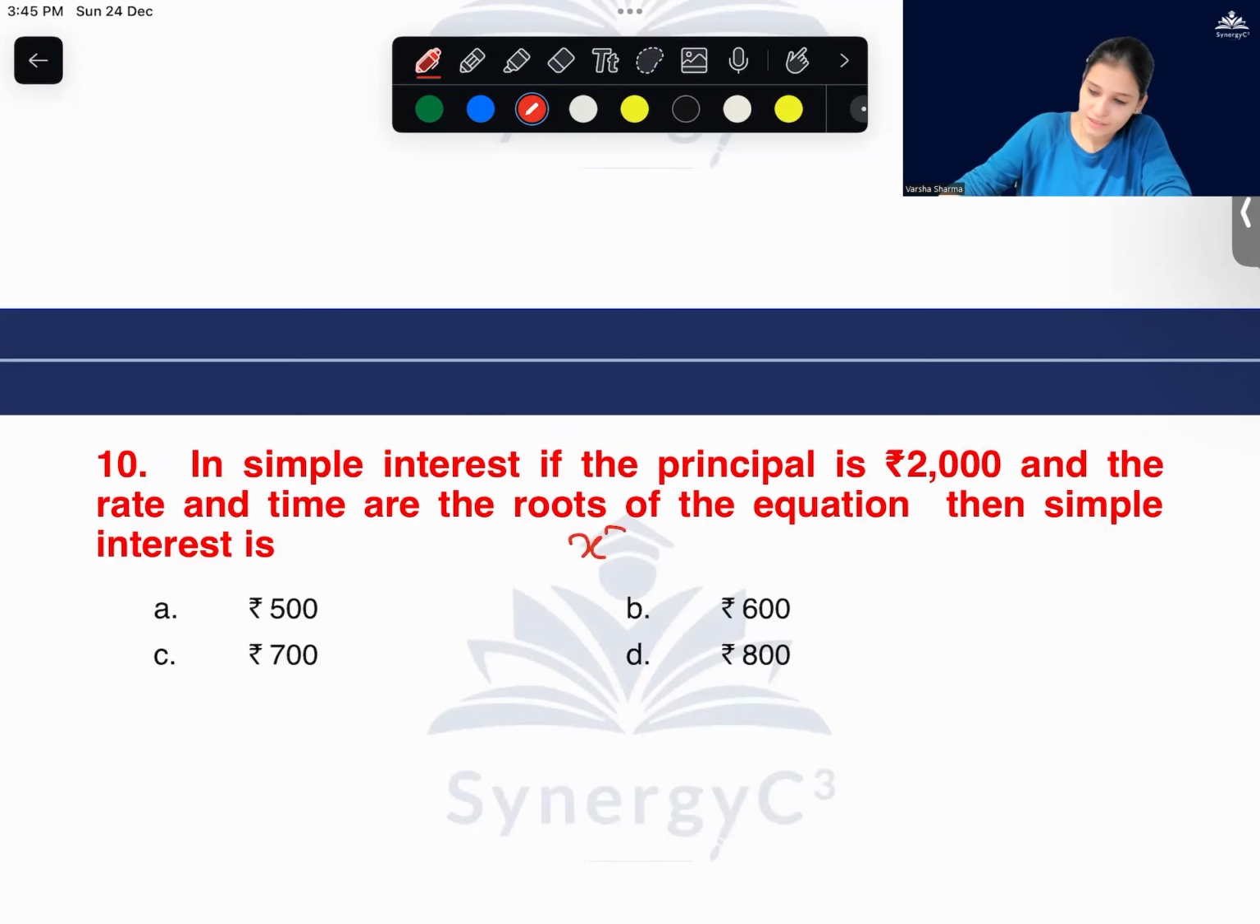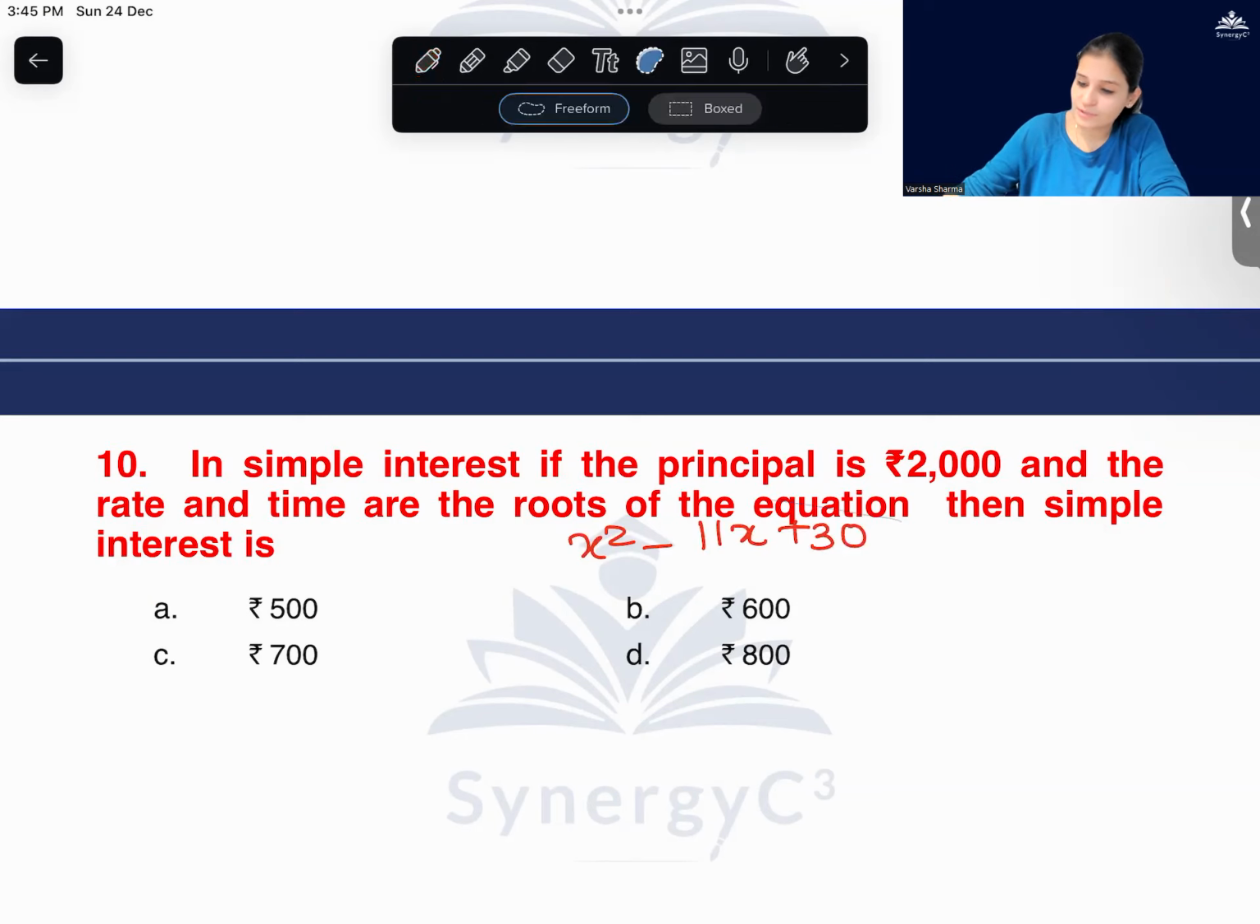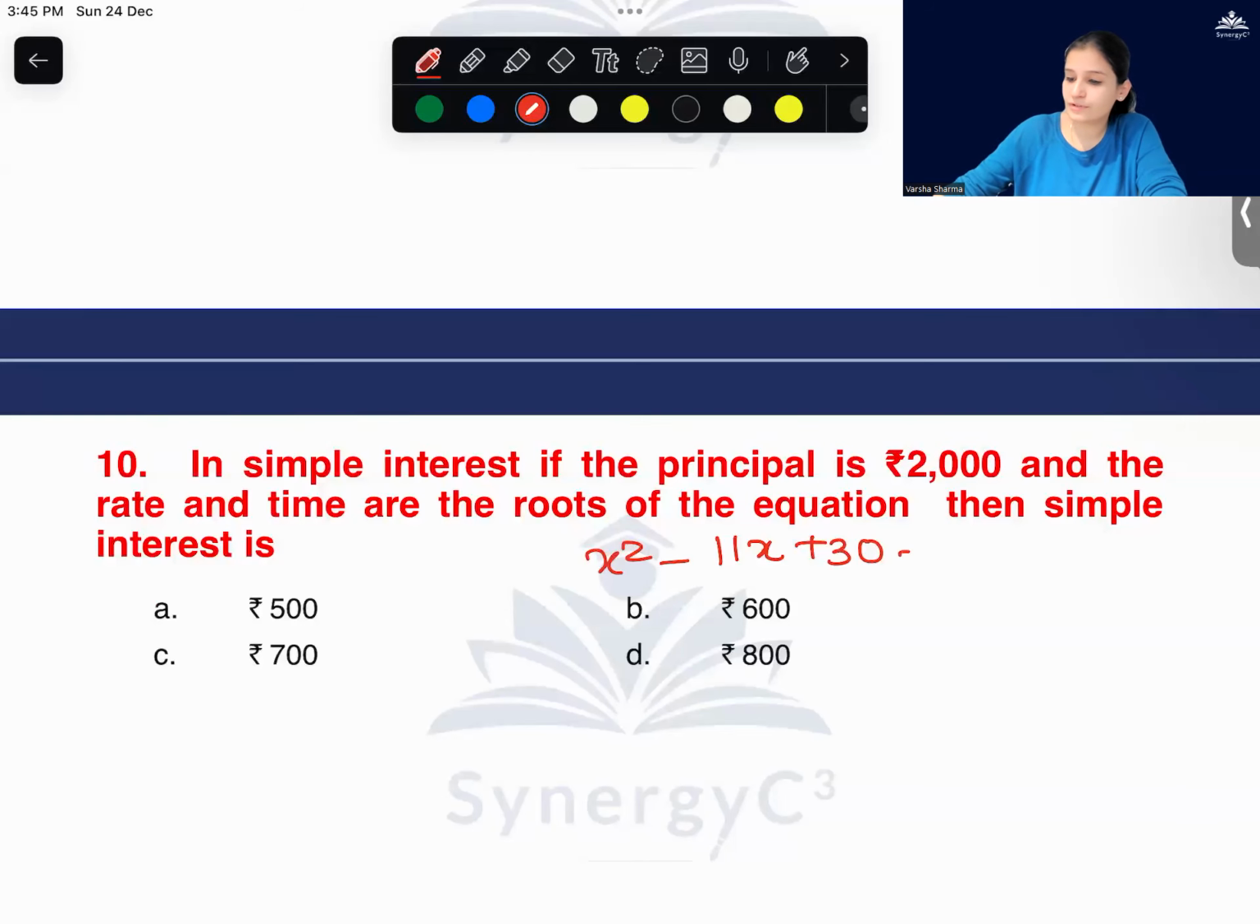Okay, the equation is missing. X square minus 11x plus 30. This is the equation. Here you need good maths. You have been given the principal, no doubt about it. Now, what else do we need for simple interest? We need time and rate. So it has been said that time and rate are the solutions of this equation.